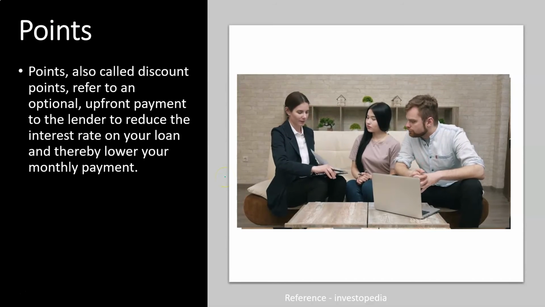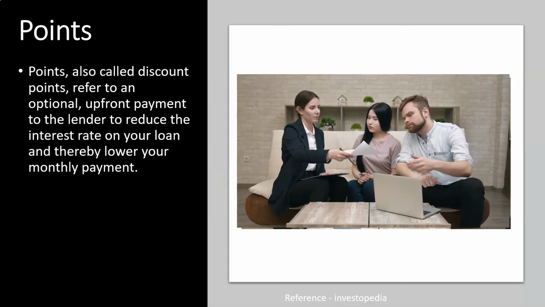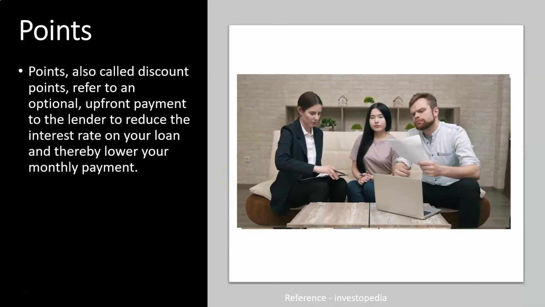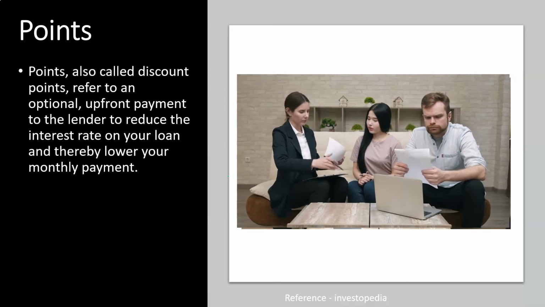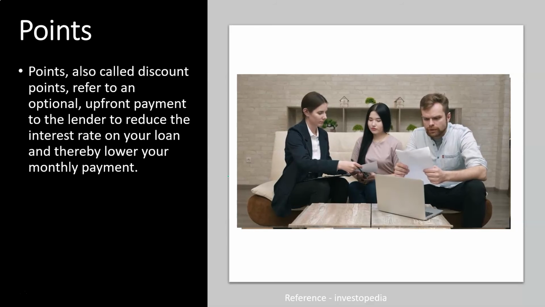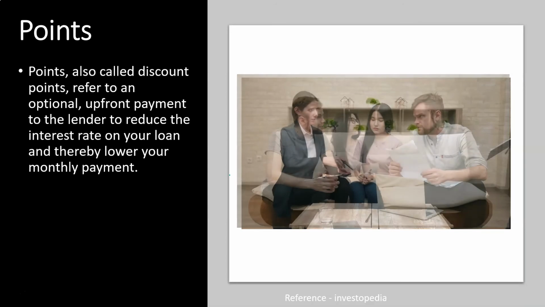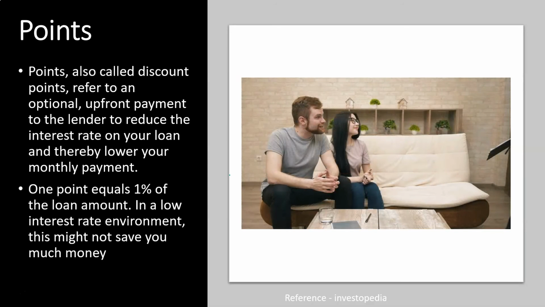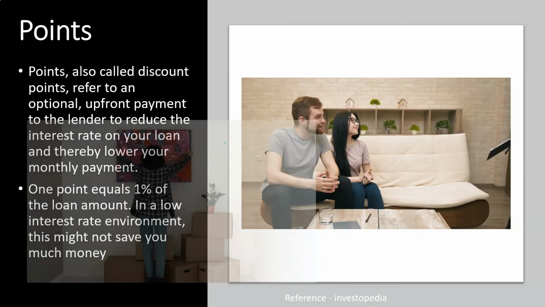Points, also called discount points, refer to an optional upfront payment to the lender to reduce the interest rate on your loan and thereby lower your monthly payment. We'll take a look at points in a little bit more detail in future presentations and see how those points can be calculated and all that good stuff with the loan. So 1 point equals 1% of the loan amount. In a low interest rate environment, this might not save you much money.